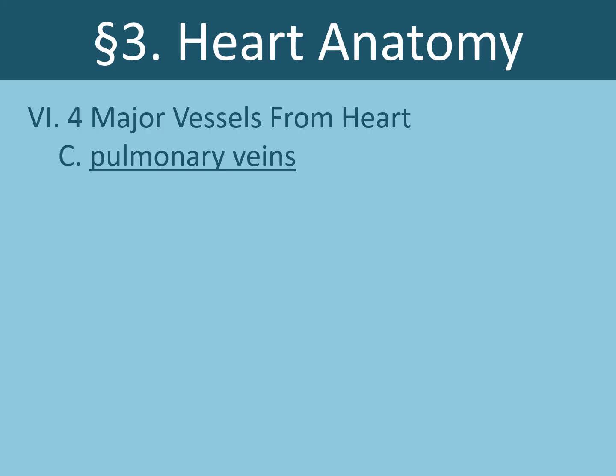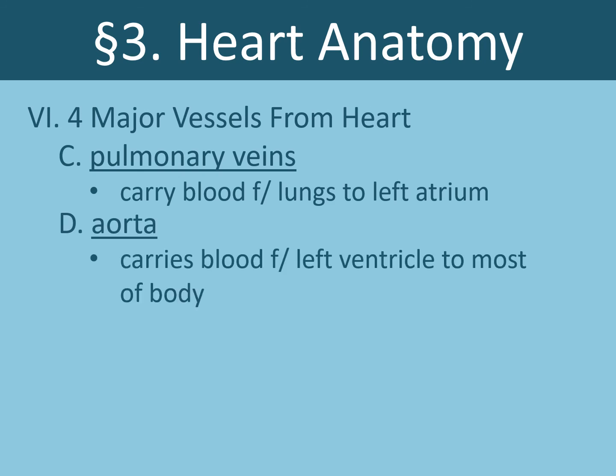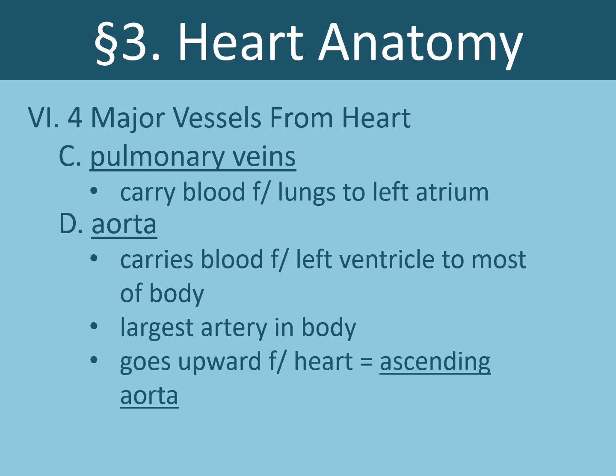Third are the pulmonary veins. These vessels carry blood from the lungs back to the heart, specifically the left atrium. And finally, we have the aorta. This vessel carries blood from the left ventricle out to most of the body. It's the largest artery in the body and the largest vessel in the body. As the aorta leaves the heart, it travels upward. This region of the aorta is called the ascending aorta. You'll notice that the aorta will start to arch to the left, and that region is called the aortic arch.